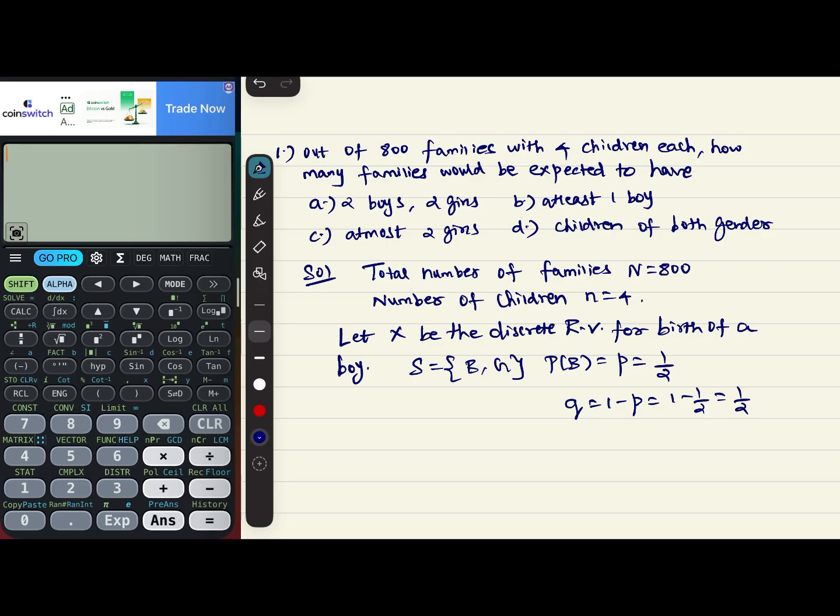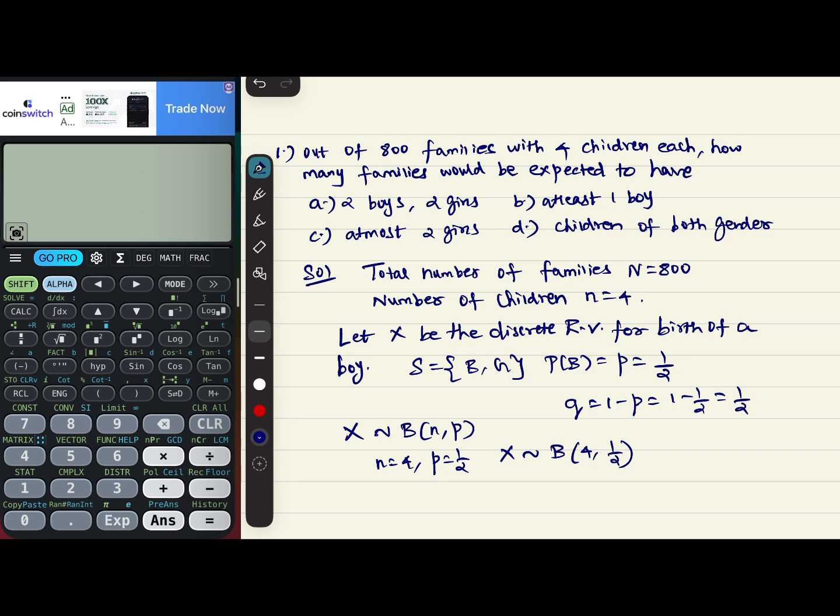Now, what we could do, we could go with x following the binomial distribution with the parameters n and p. So here we need n and p to work on binomial distribution. So here what is n? n is 4 and what is p? p is half. So x follows binomial distribution of 4 comma 1 by 2.